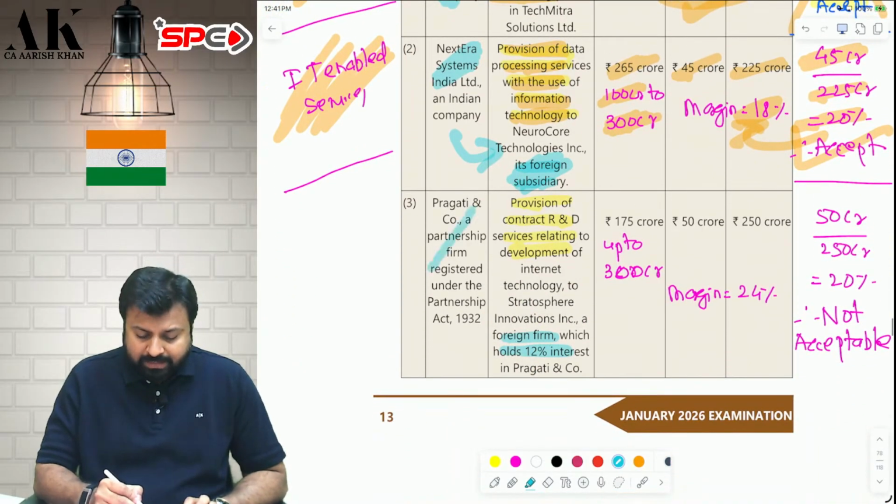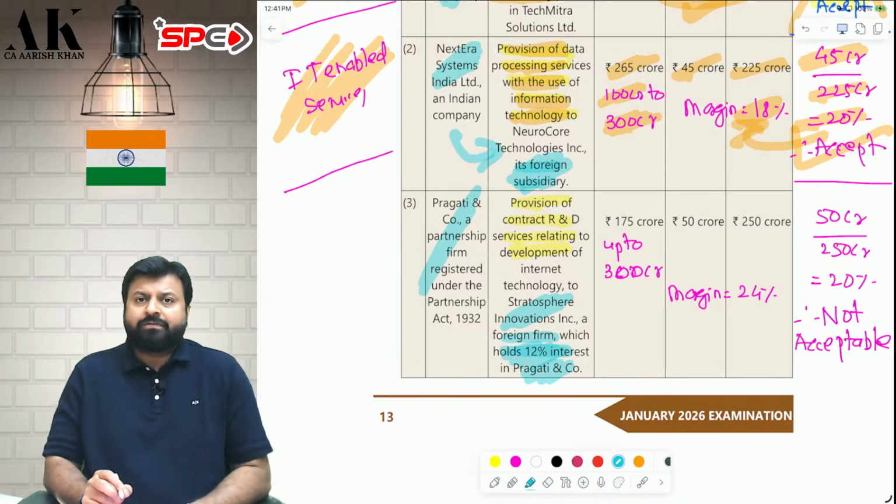Third one, there is a partnership firm, and there is another entity, Stratosphere Innovation, which holds 12% in the partnership firm.